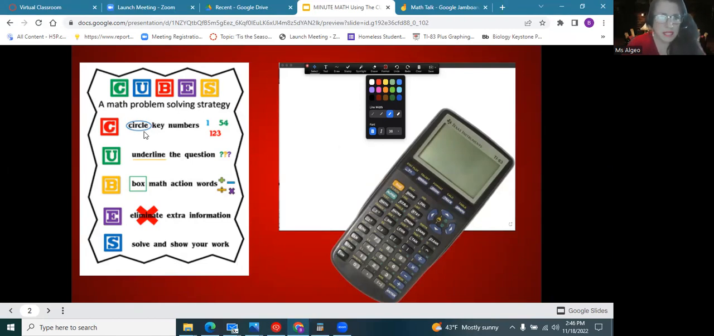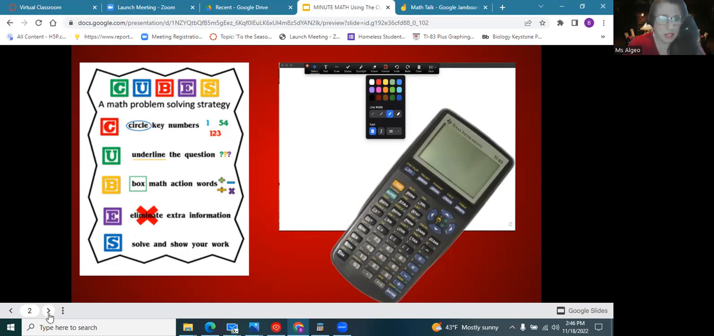Okay, so C for circling the key numbers, U for underlining the question that's being asked, B for boxing the math action words. We've talked about these words and how we look for words that we translate to create the math problem. E for eliminating extra information. Sometimes I try to throw in numbers or information that really aren't important to solving the problem. S is solving the problem, showing your work. Does it make sense? That's a key part. Is it a reasonable answer? So solve, show work, and ask yourself, is it a sensible answer?